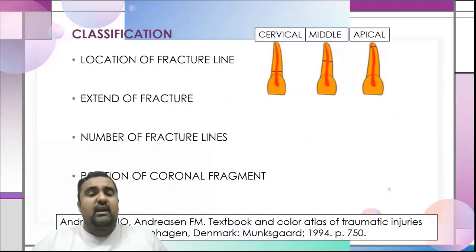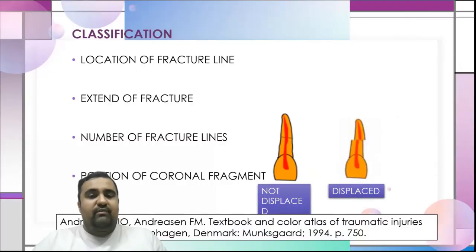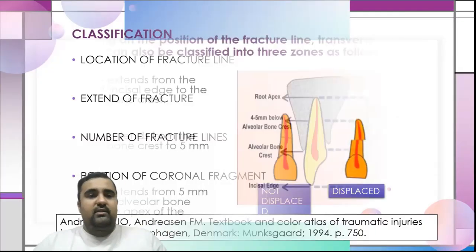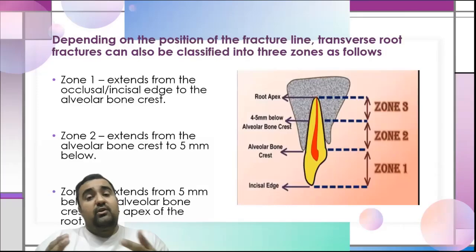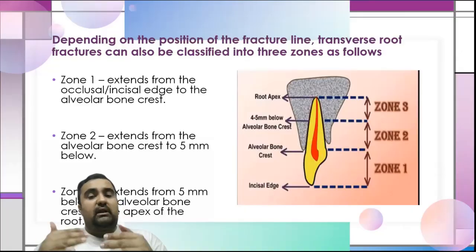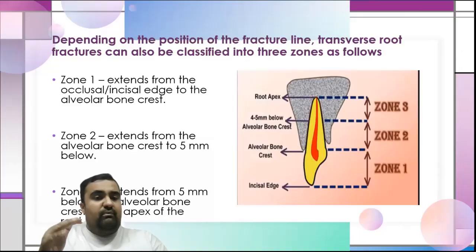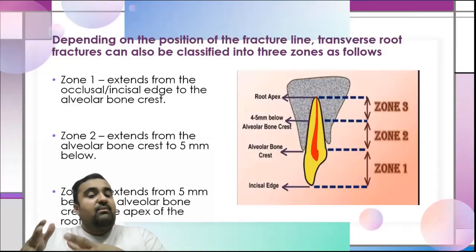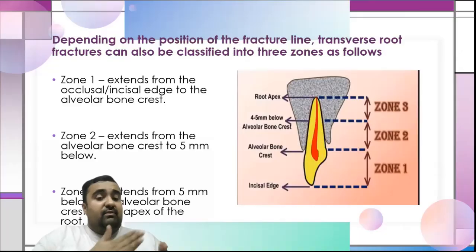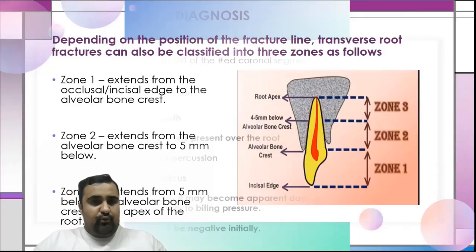So location of the fracture line is cervical, middle, and apical. Extent is partial and total. Number of fracture lines, simple and multiple. And position of the coronal fragment, displaced or not displaced. So depending on the position of the fracture line, it is again divided into zone 1, which extends from the incisal edge, as you can see in the picture, to the alveolar bone crest. Zone 2, which extends from the alveolar bone crest to 5 mm below it, and zone 3, which extends from 5 mm below the alveolar bone crest to the apical end of the root.